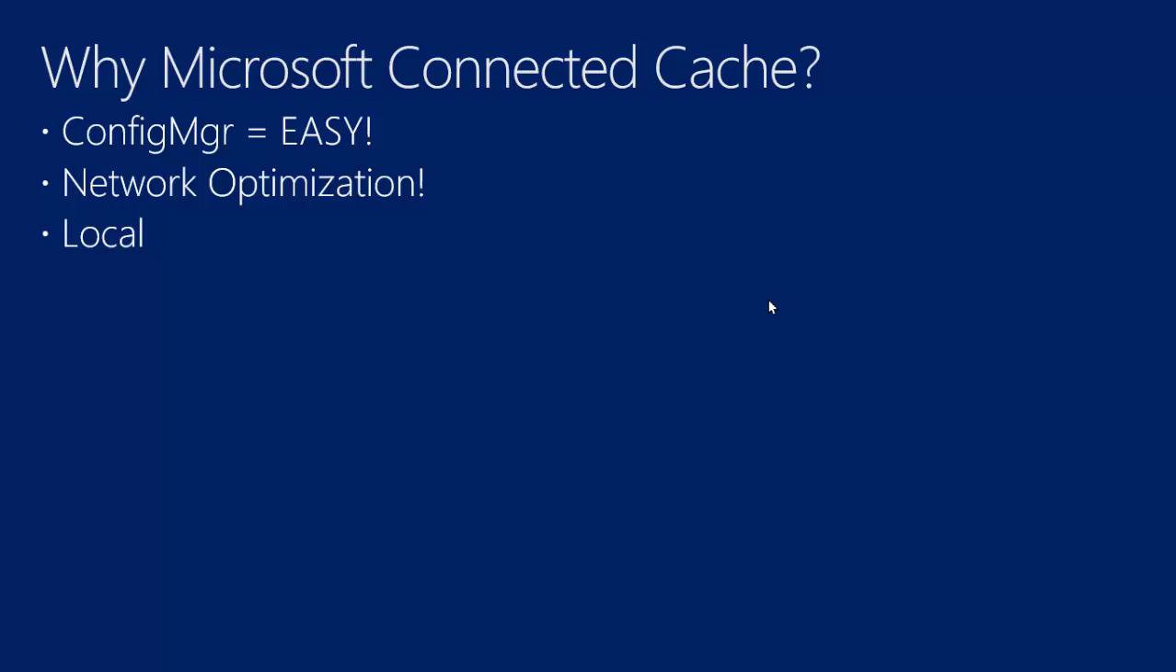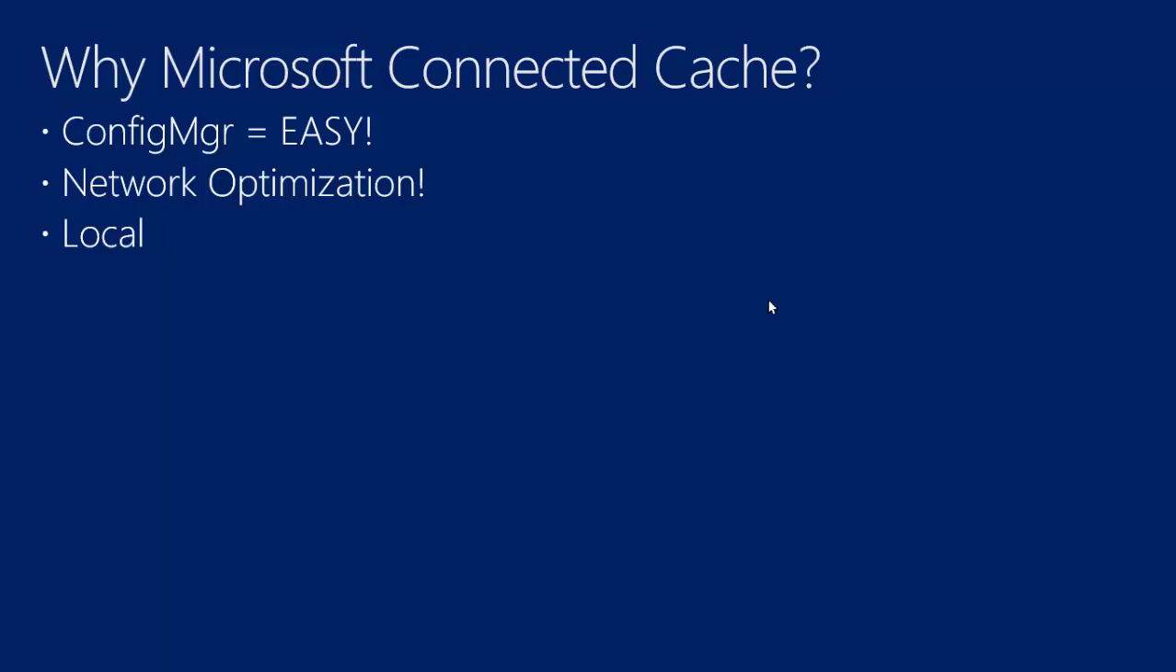And this is kind of the same thing. So in a delivery optimization world, your clients may be requesting things from the internet they would normally have to download themselves: software updates, maybe Win32 apps, maybe Microsoft Store apps, whatever the case may be, right? And certainly with delivery optimization, as clients start to download that content, they can share it out with others.